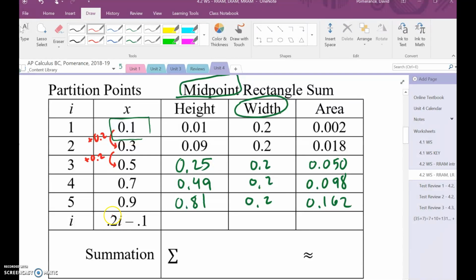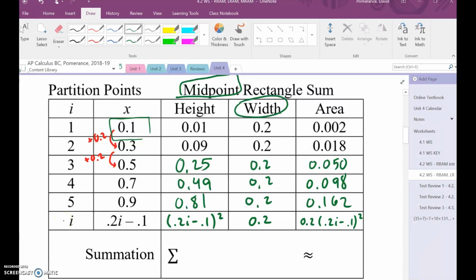Once we know the x value, we know how to find the height. We use the function. And the function, remember, is x squared. So we're going to take x, and we're going to square it. And our width is constant, doesn't matter which partition we're looking at, it's always going to be 0.2. So in order to find the area, what did we do? We multiplied height times width. So we'll have 0.2 times (0.2i minus 0.1) squared. That is your width times your height. So that is the area of the ith rectangle.